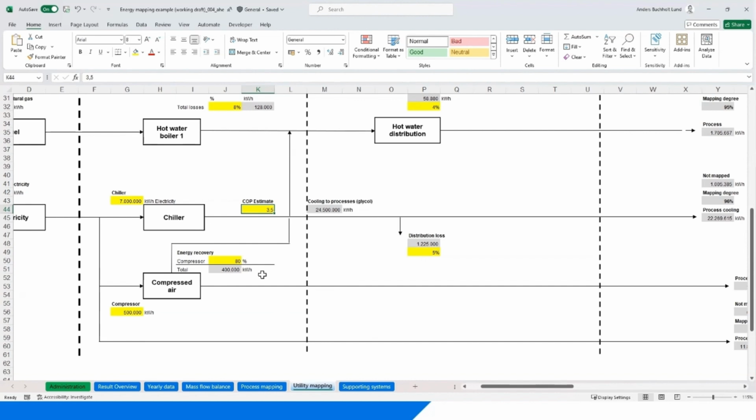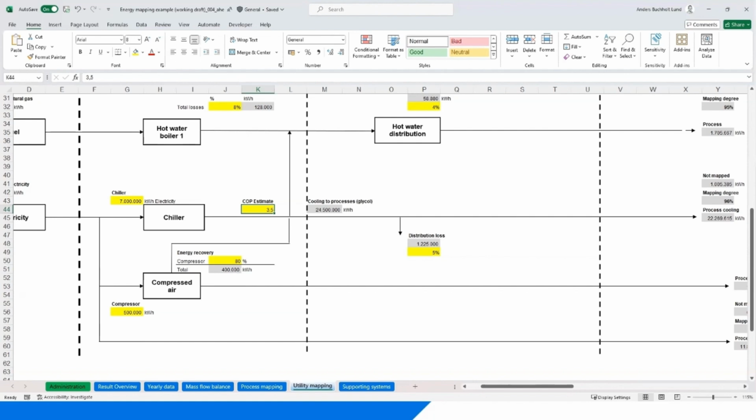And what we are illustrating here is that we are recovering 80% of the electricity that is being used on the air compressor, and we are putting it into the hot water system. So this recovery system works in parallel with the hot water boiler, adding up to the hot water process. And we do exactly the same with the hot water process. We look at the mapping, what we have specified that we're using, and we look at the mapping degree again.